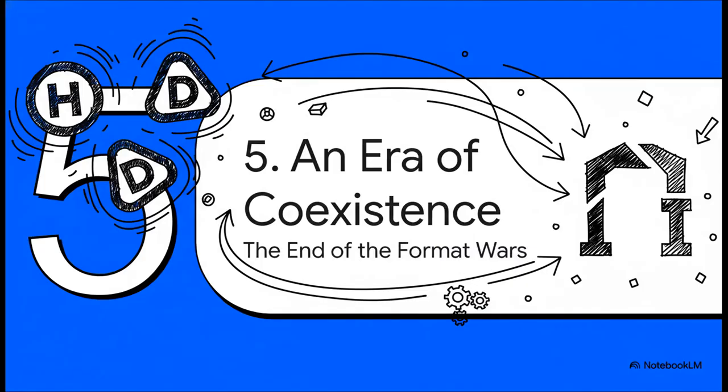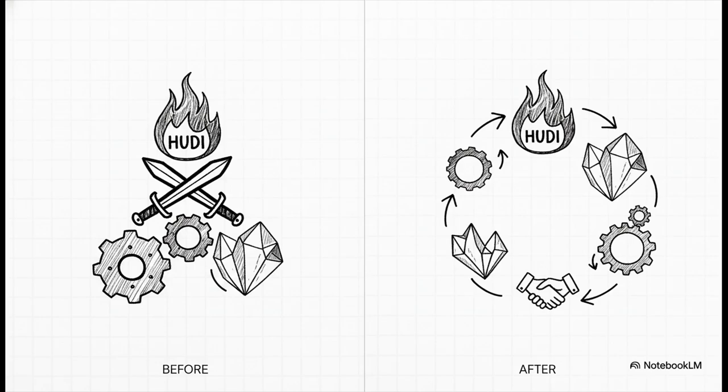So after seeing all this competition, you'd think one of them would eventually win, right? But that is not what happened. And this brings us to section 5, and the major plot twist in our story. That's right. The format wars, they're over. And it's not because one format won. It's because they've all agreed to work together. And the reason for this truce is a brand new technology.